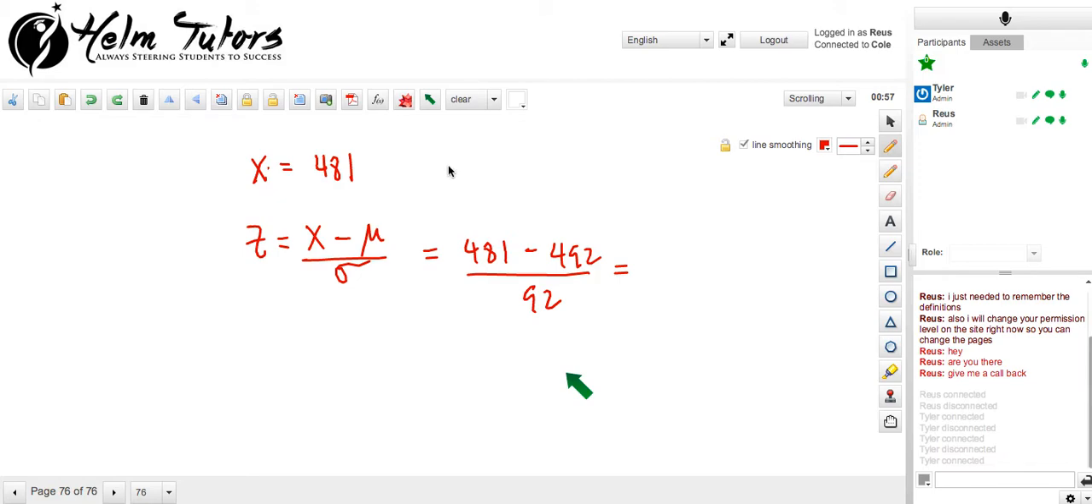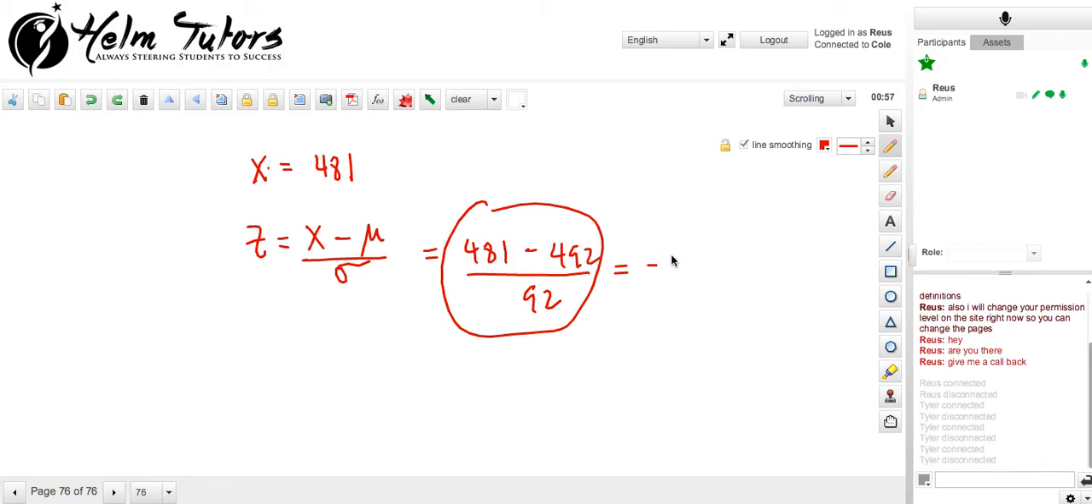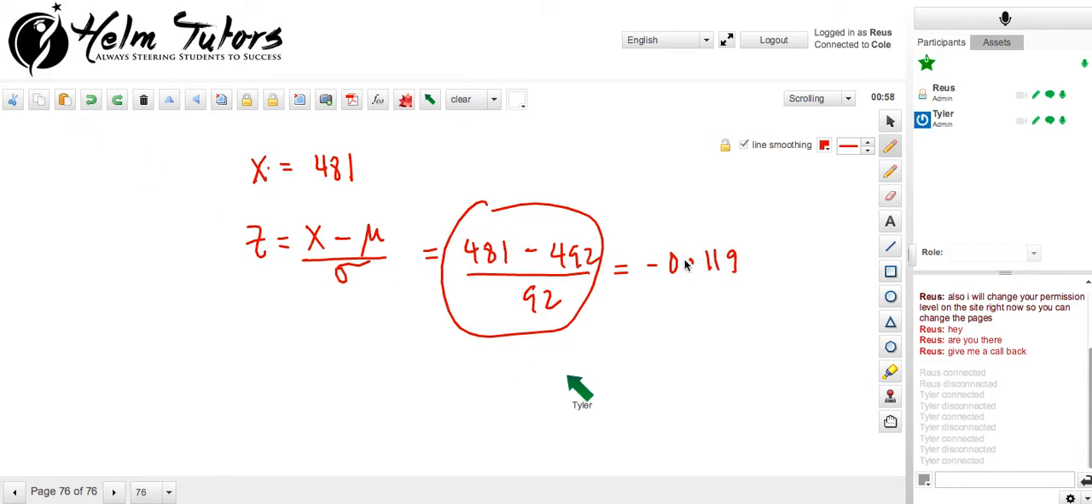Sorry, when you calculated this, what number did you get? I got negative 0.119. Oh, really? I got negative 0.141. Maybe it's because I wrote 481. No, you wrote 492. It should be 481 for the mean. Okay, thanks. So it's negative 0.141 now.